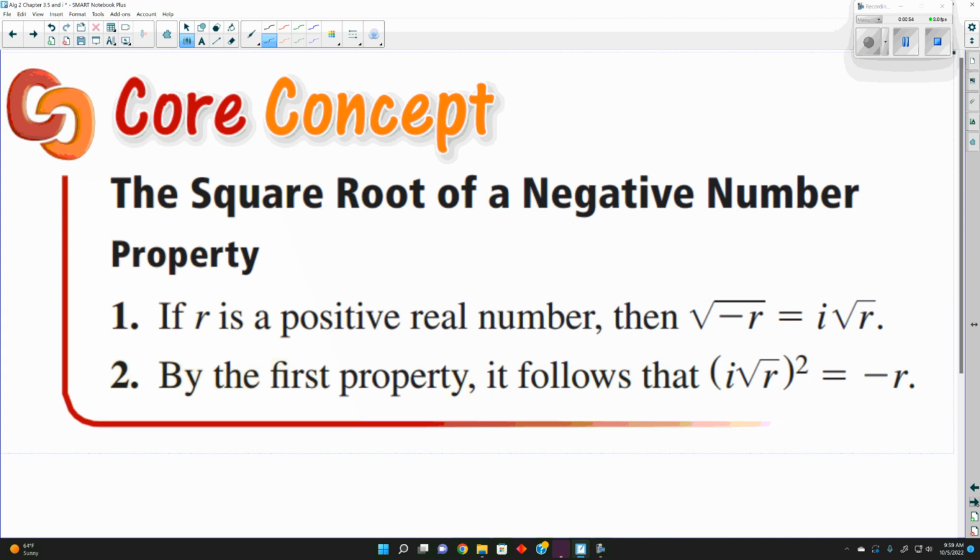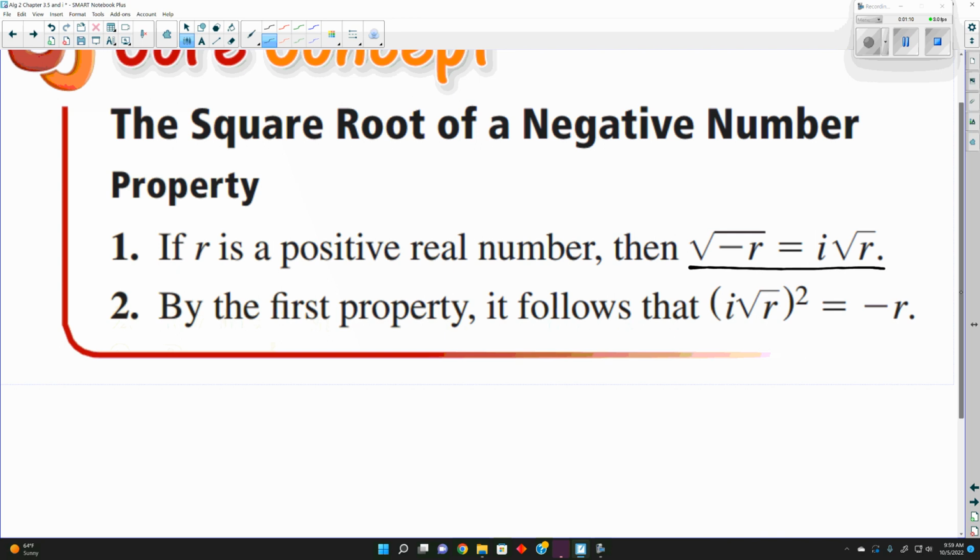Which is most of what we did the other day, especially when we were simplifying radicals. Because if we had to say the square root of negative 9, we moved the negative out as i, then we took the square root of 9. By this first property, it also follows that i times the square root of r, squared, is going to be negative r, because when we square a square root, they cancel out. And i, again, is the square root of negative 1. The square root of negative 1 squared would go back to negative 1, which just tells us that it's going to be negative r.